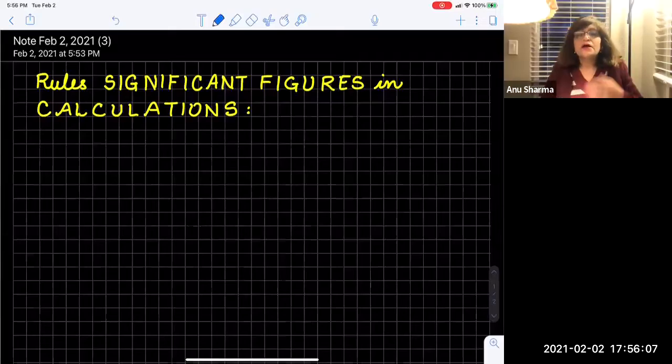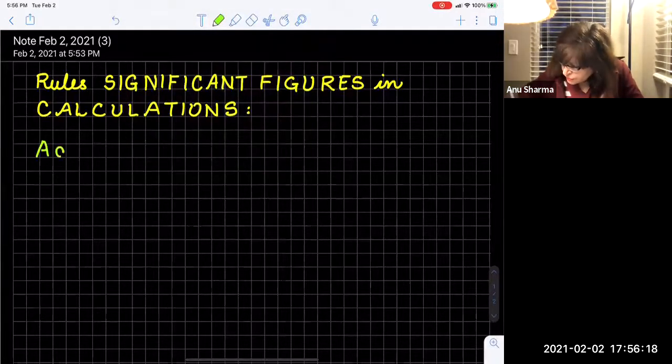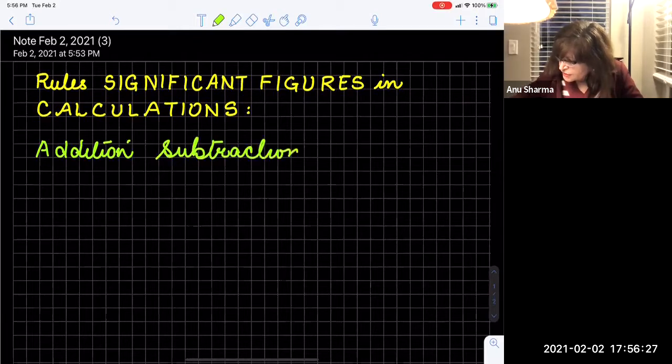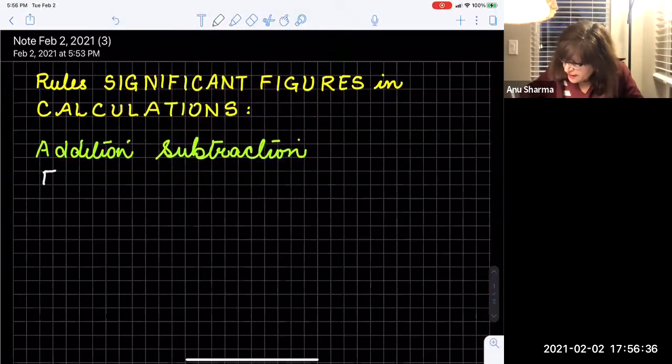Okay. So now we're going to look at the rules that relate to the significant figures in calculations. So let's look first at the rules that relate to addition and subtraction, and multiplication and division. First, anytime you are adding and subtracting, your final answer will have the lowest decimal points.